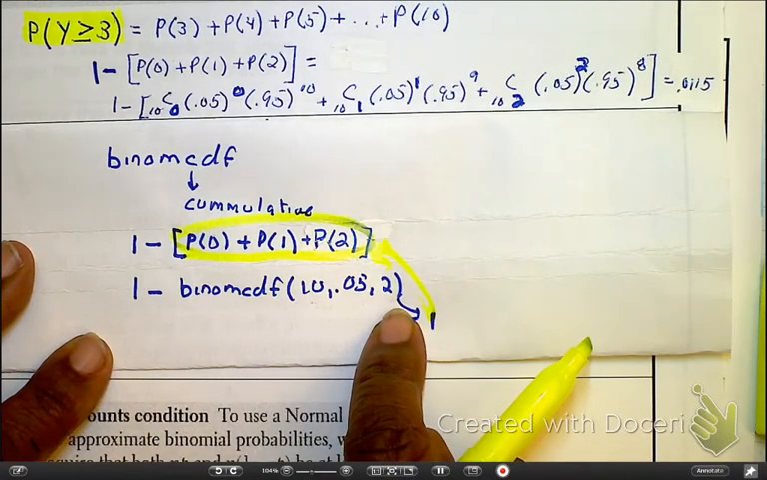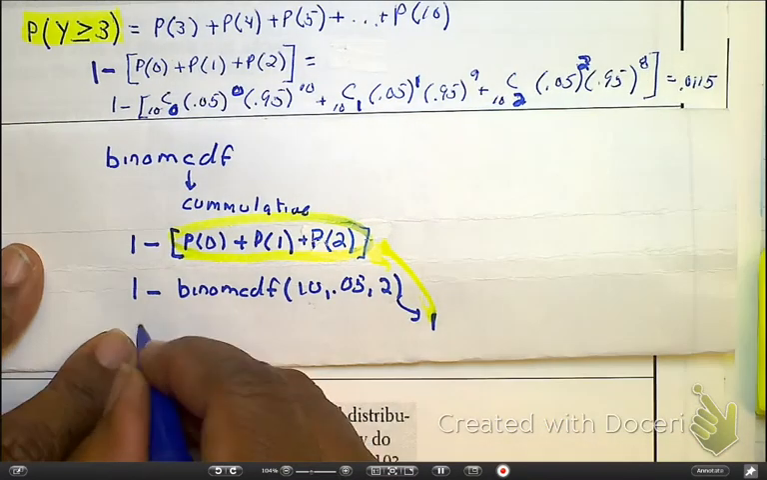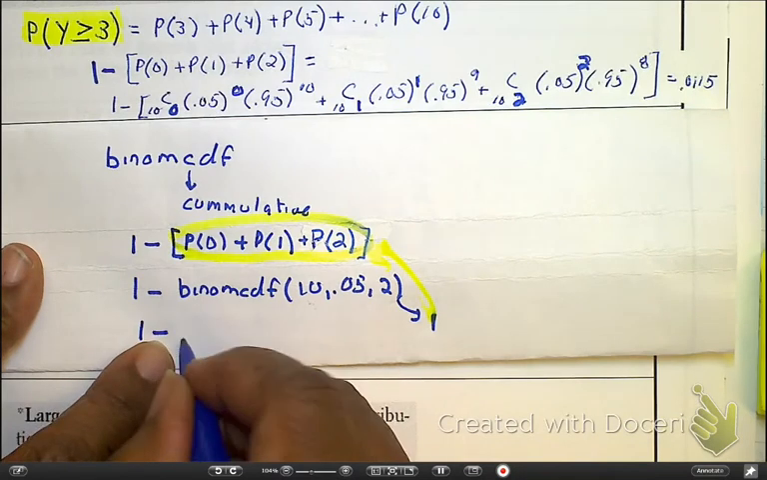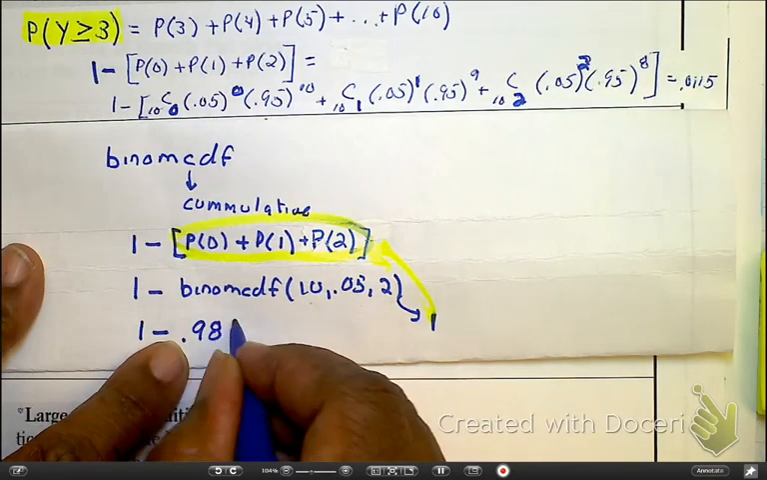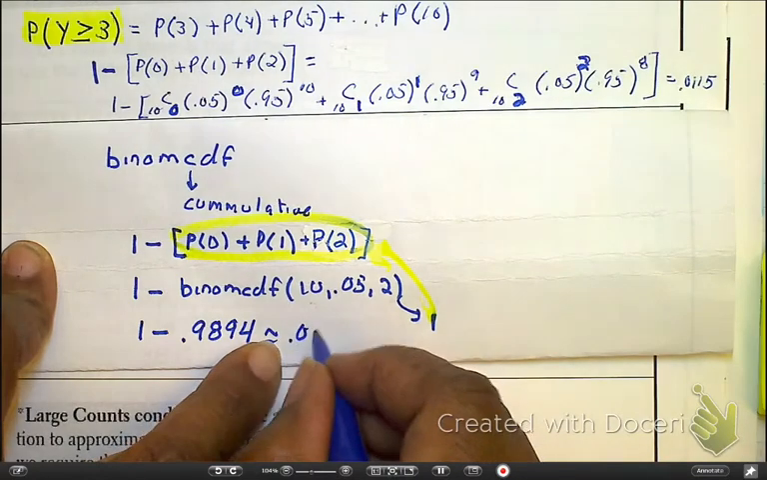And when you put this into the calculator, you're going to see that you get 1 minus 0.9884, which is going to be 0.0115.